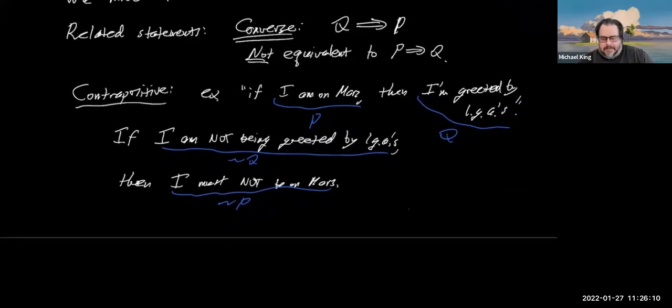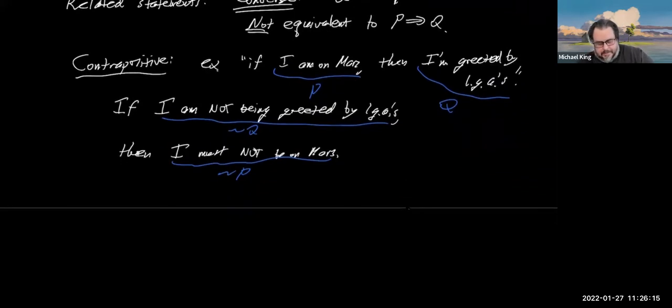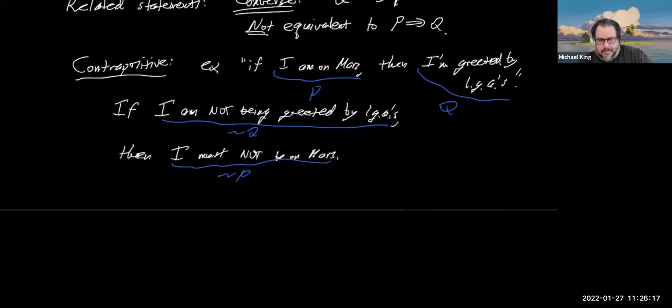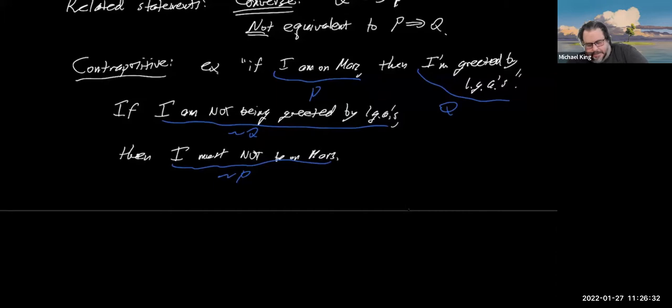So in fact, the contrapositive of P implies Q, this is called the contrapositive, is basically negating the second thing and putting it first, or negating both and switching, switching the if and the then. This is called the contrapositive.